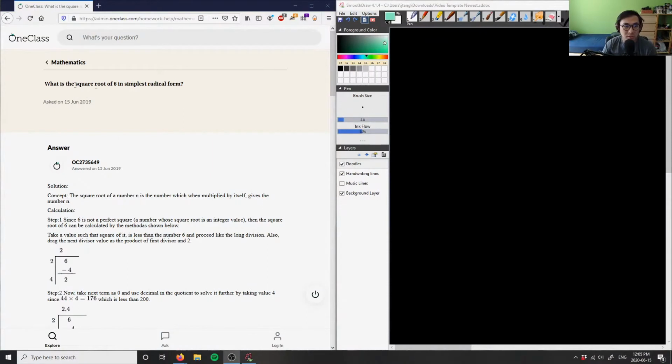So, first question is asking, what is the square root of 6 in simplest radical form? So let's look at number 1 here. It's question 1. We're looking at the square root of 6 in simplest radical form.